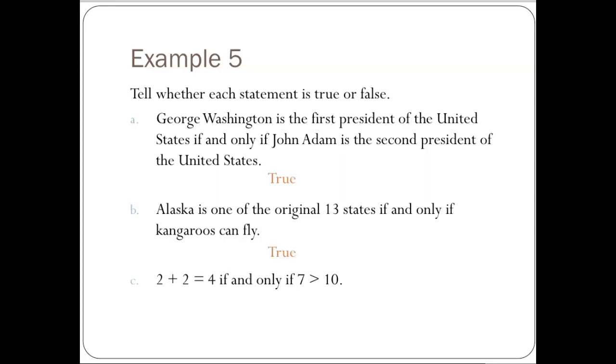All right, last one, 2 plus 2 equals 4, if and only if 7 is greater than 10. The first statement is true. The second statement is false. So if we have one true, one false, we know that this is going to be false.